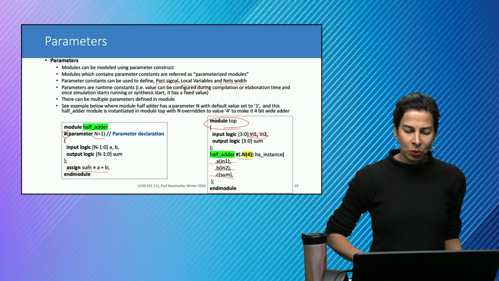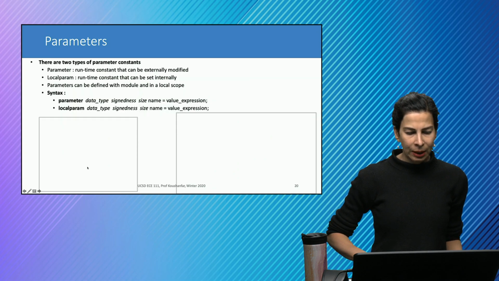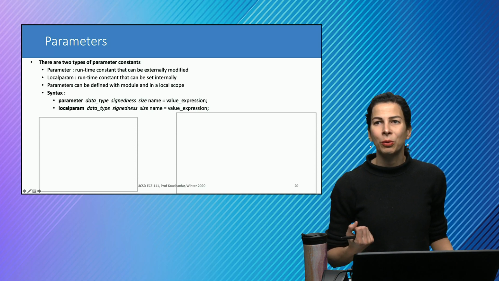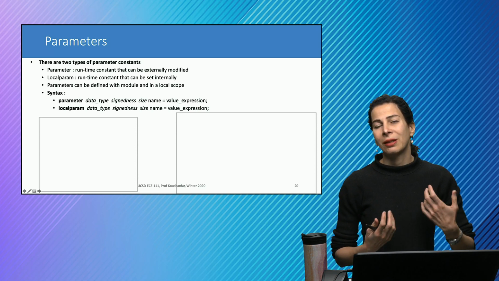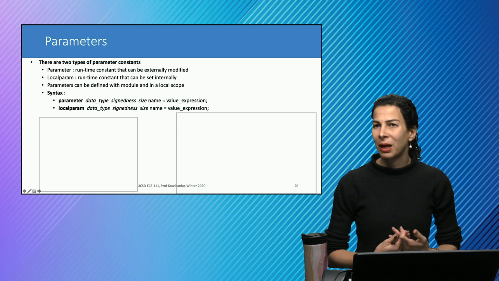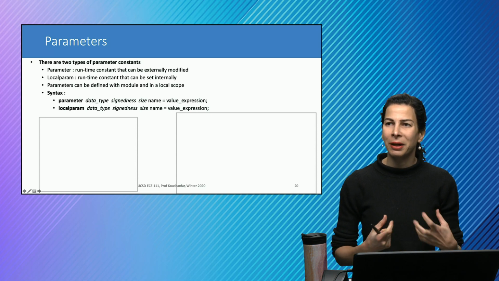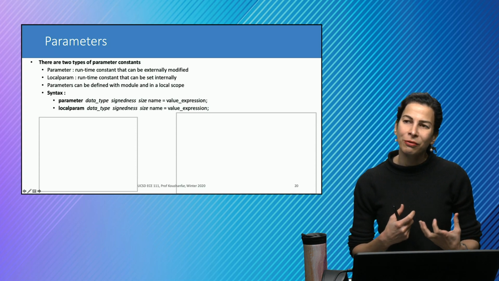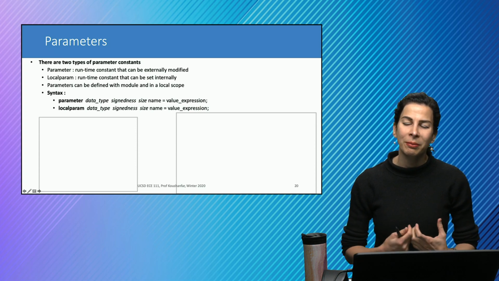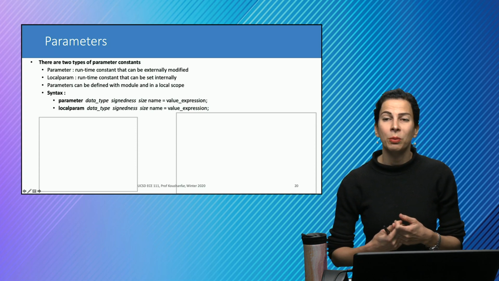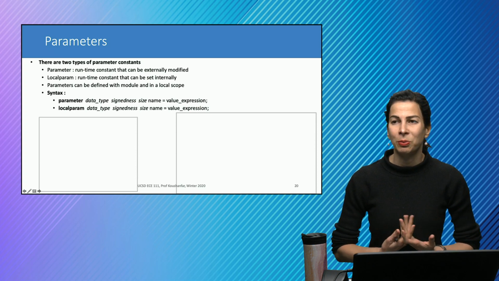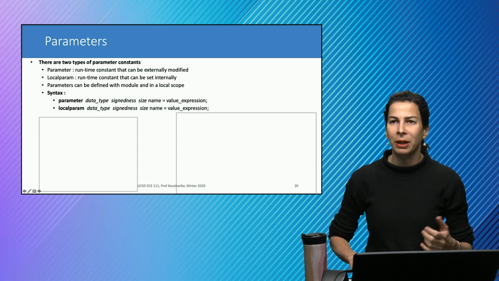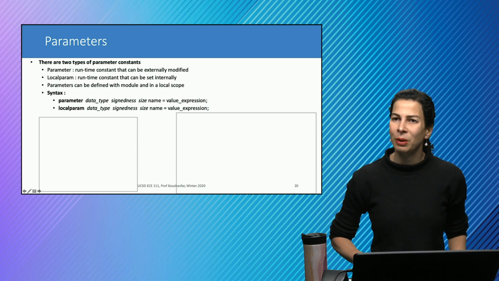The important thing to know is that there are 2 types of parameters. One is a global parameter. Both of these are runtime constants, but we could externally modify the global ones, while local parameters can be internally modified as we go through the module, inside the module. The global parameters, or just parameters, can be defined to go at the top level. We could change them like what we have seen. And the syntax for both of them is similar.